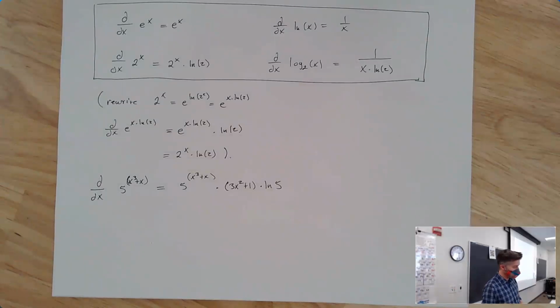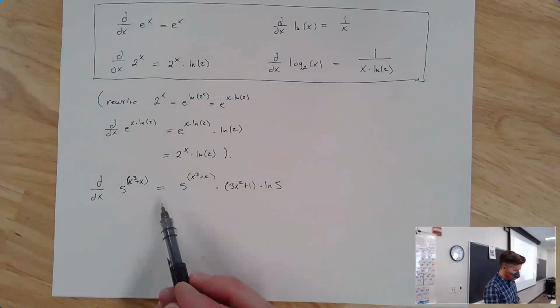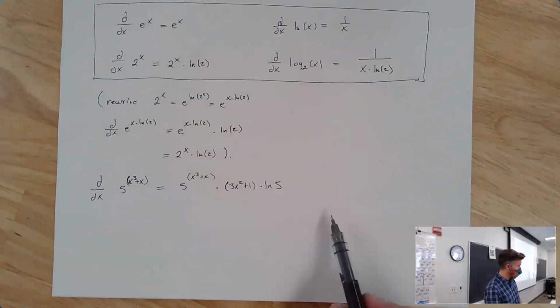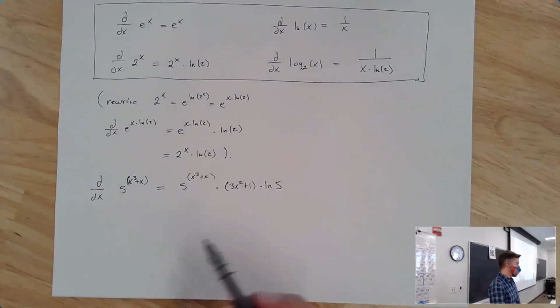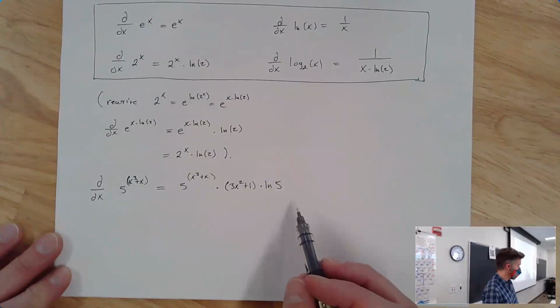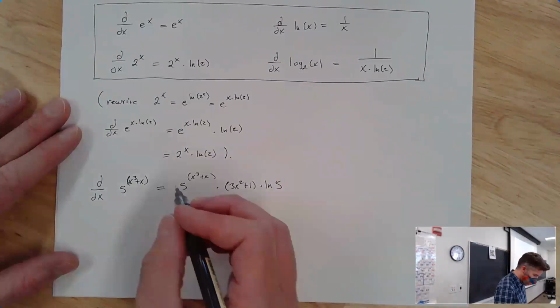And I think most of your teachers are fairly fine with you just memorizing this rule instead of rewriting it as e to the natural log of 5 to the thing and then doing all the work there. It's probably fine just to memorize this rule. Should be fine. It's usually fine.